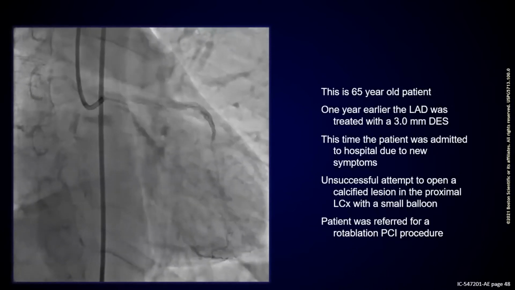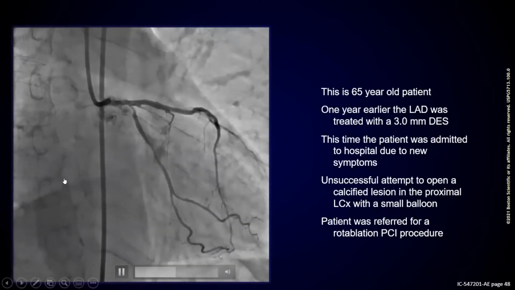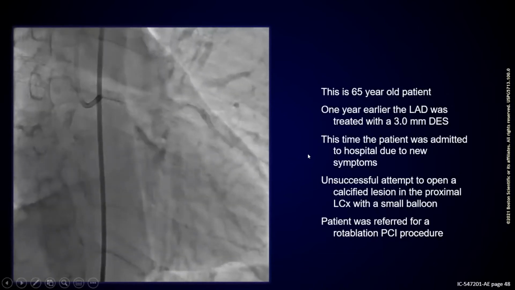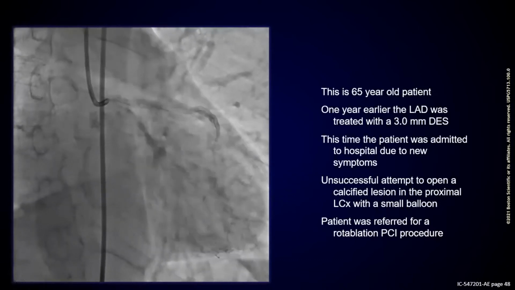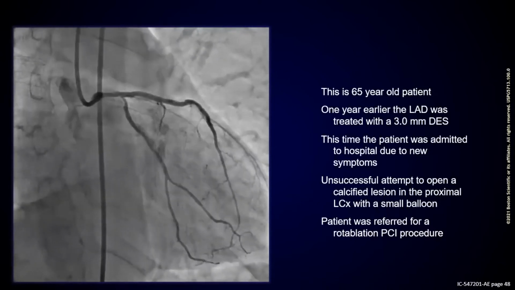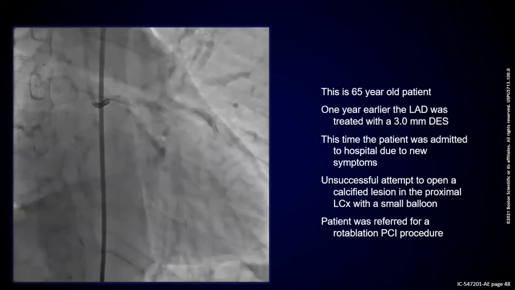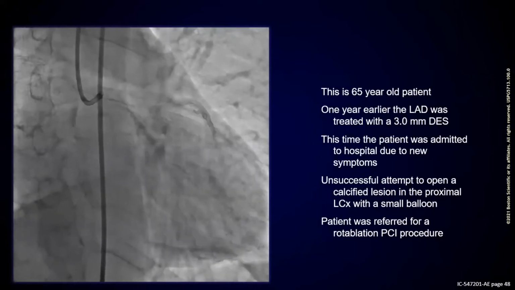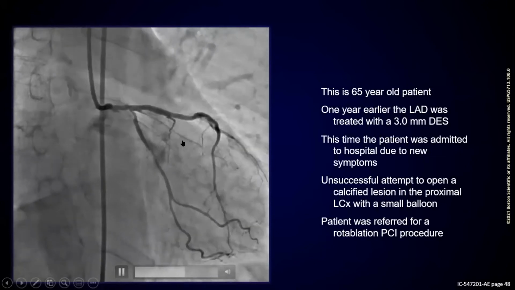Hi, great overview so far. Sorry, I was just answering one of the questions in the chat box. I've missed the scenario. Maybe you could just briefly repeat that. This is a 65-year-old patient, Sohail. 1 year ago, he had a 3 millimeter DES, and he was readmitted with troponin positive chest pain. And this is his angiogram.